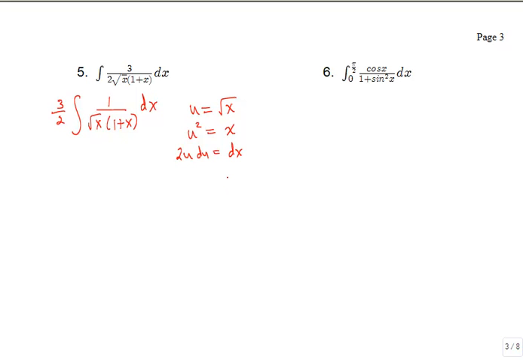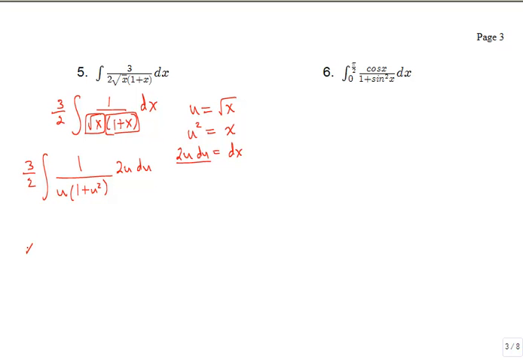So we're ready to start plugging some things in. That 3/2 stays out front. We have a 1 on the top. This square root was our u. This we need to figure out. So how do I figure out what 1 plus x is? Well, I need to know what x is in terms of u. And I know that. I know that x is u squared. So this denominator actually becomes 1 plus x, and x was u squared. And then this dx becomes 2u du.